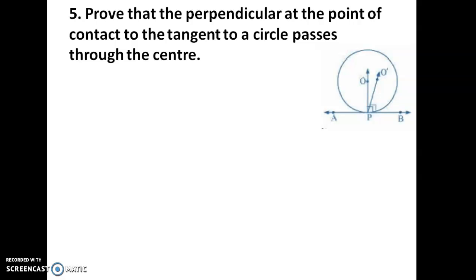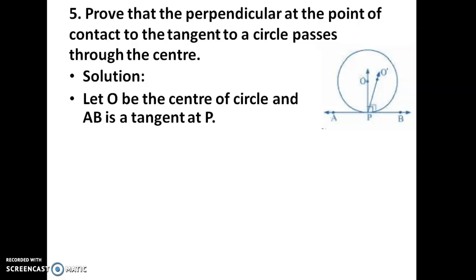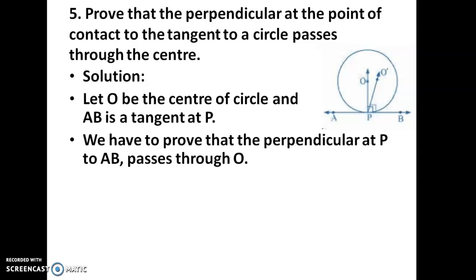The next problem: prove that the perpendicular at the point of contact to the tangent to a circle passes through the center. So a tangent is there, and one more perpendicular is there to the tangent. We have to prove that the perpendicular passes through the center of the circle. For this problem we can use the method of contradiction. We will say that O is not the center of the circle, some other point O dash is the center, and by that contradiction we have to prove it.